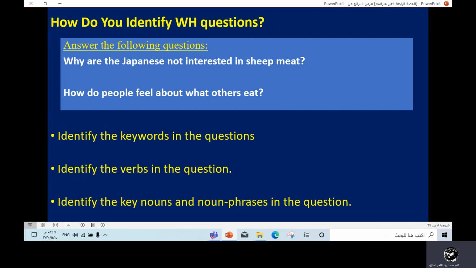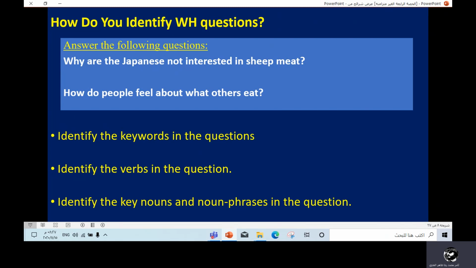So to identify the answer, you have to identify the keywords of this question. For example, let's together identify the keywords of this question: Japanese and sheep. Try to find these words in the text and try to find which paragraph was talking about them and try to conclude the answer, then choose your answer.